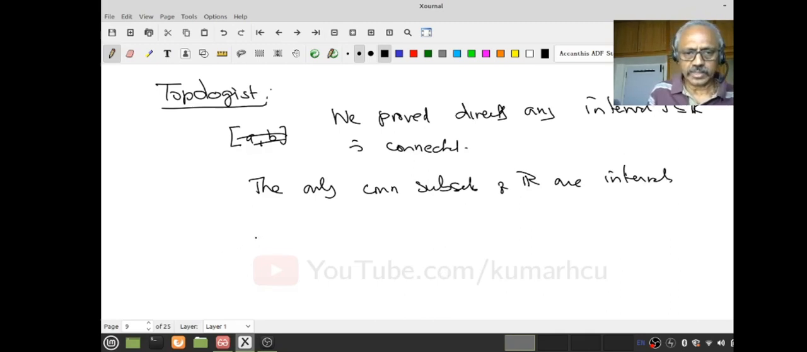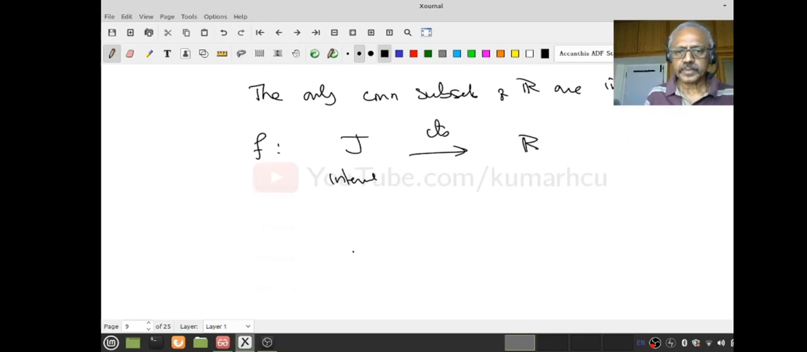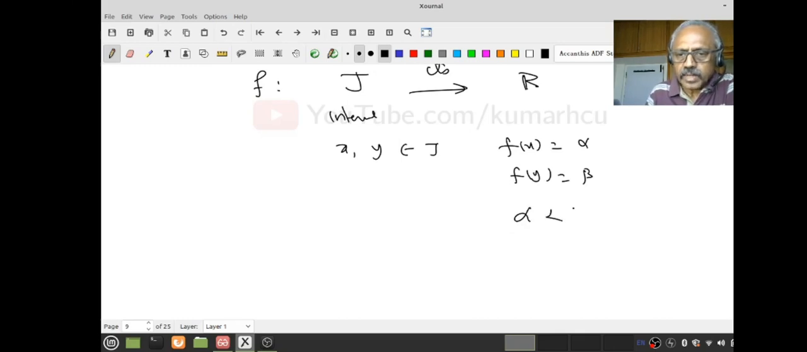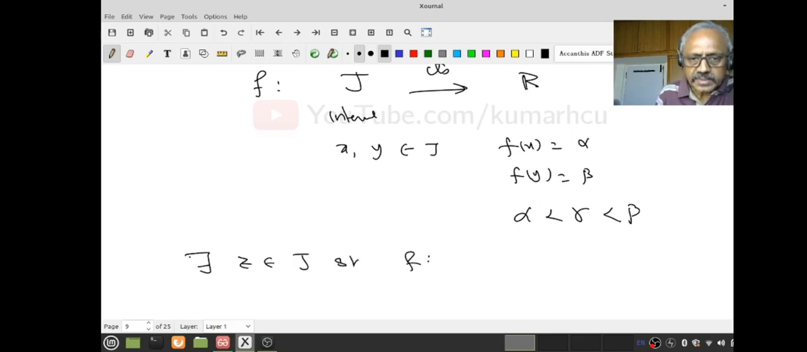Now let's look at f, a continuous function from an interval J. Let's assume this is a continuous function. Let us assume there exist x and y in J, so that f of x is alpha and f of y is beta, and let's assume alpha is less than gamma less than beta. Then I want to prove there exists z in J so that f of z is gamma. This is your intermediate value theorem.